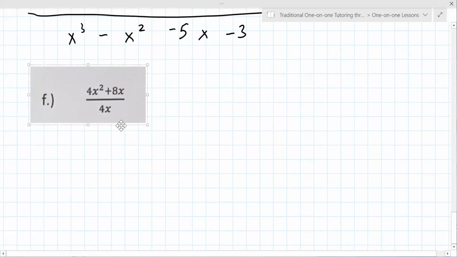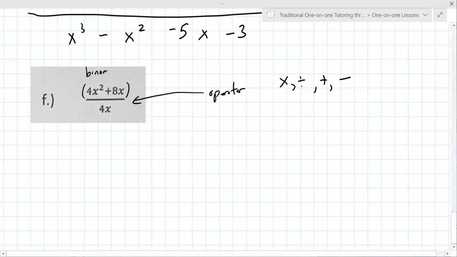You first notice you're first looking at the operator. What's the operator? Again, it's multiplication, division, addition, subtraction. It's division. So that tells you this is a division problem. Up top is a binomial. On the bottom is a singular monomial. So it's a binomial divided by a monomial.